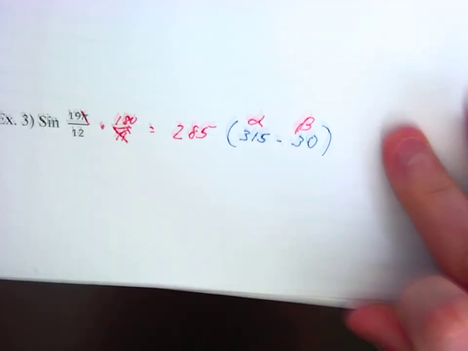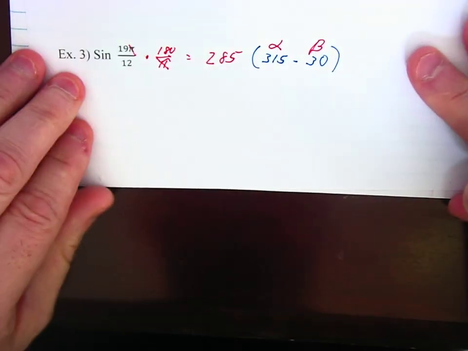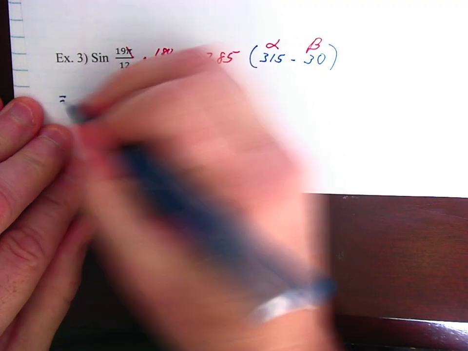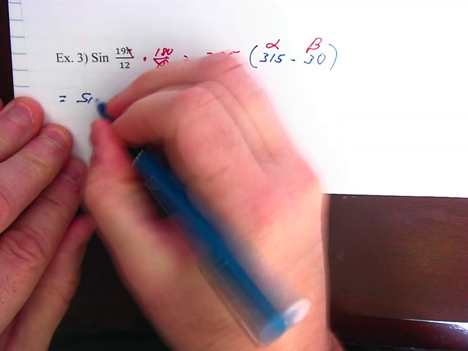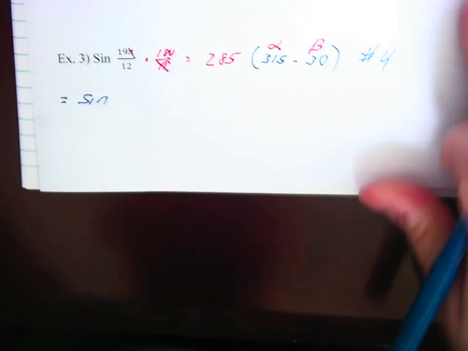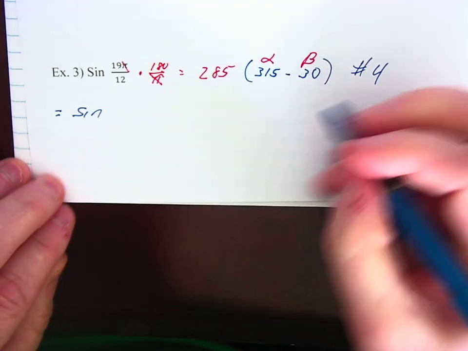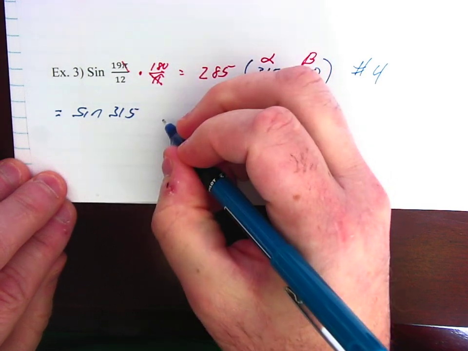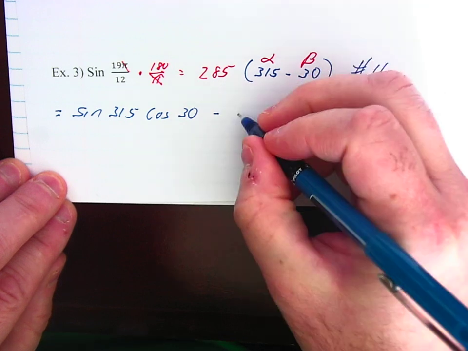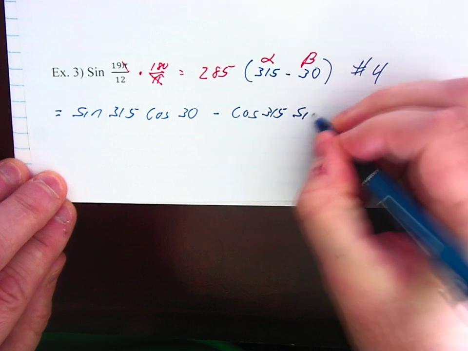Just like before, first one is your alpha, second one's your beta. You do have to tell me that. If you don't, then I don't have any idea what numbers you're going by, and I won't give you credit for the assignment. Okay, so here's what we got. Same formula as before. This is number 4. Formula number 4 is sine and subtraction, so make sure you're using the right formula. So it's the sine of alpha, 315, times the cosine of beta, 30, minus the cosine of alpha, 315, times the sine of beta, 30.